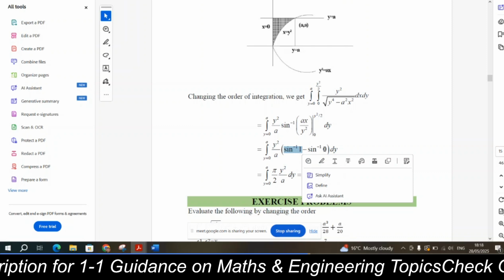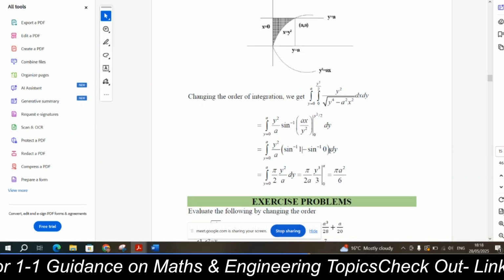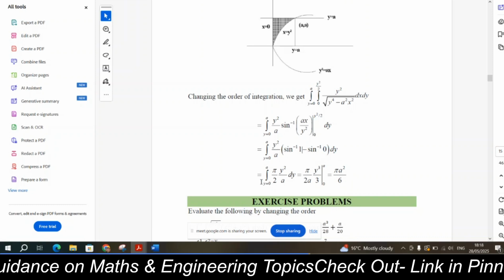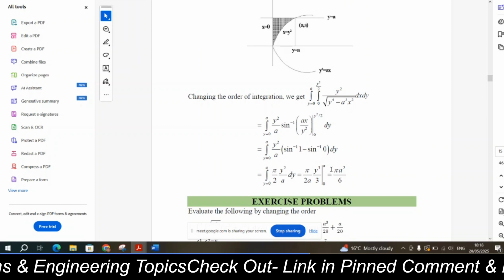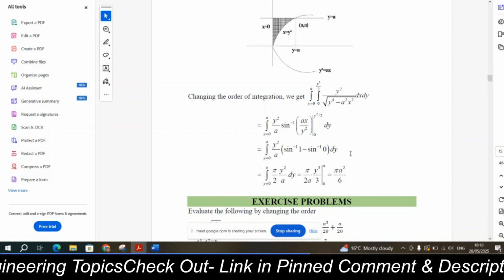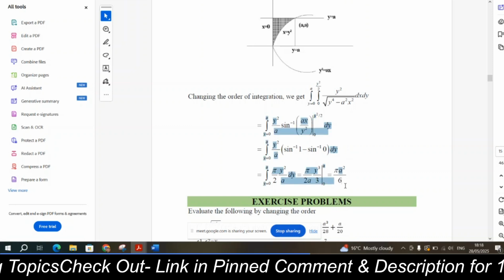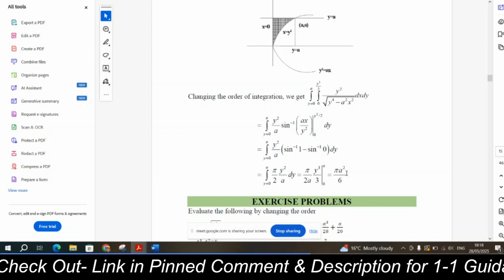And then you substitute the values. Y square by 2, it should be y square by a, not y square by 2. If you put y square by a, it will become 1. This becomes sine inverse 1 when you put y square by a, and when you put 0, it becomes 0. Sine inverse 1 minus sine inverse 0. Sine inverse 1 is pi by 2. Sine inverse 0 is 0. Pi by 2a comes outside.